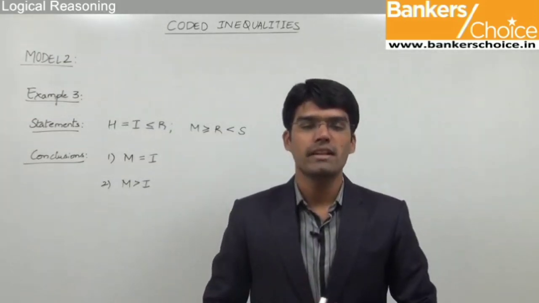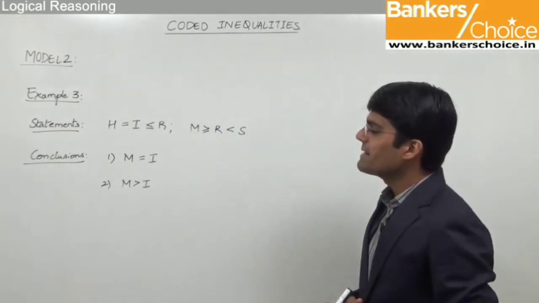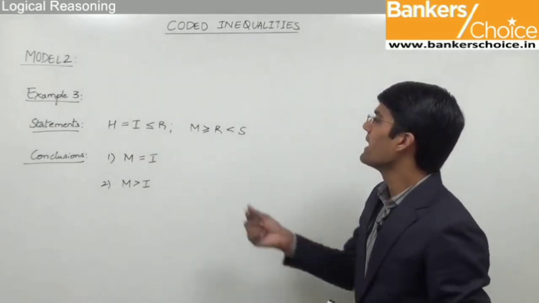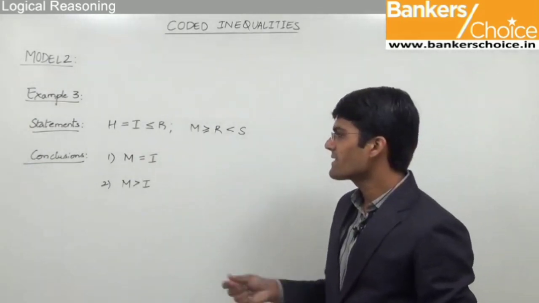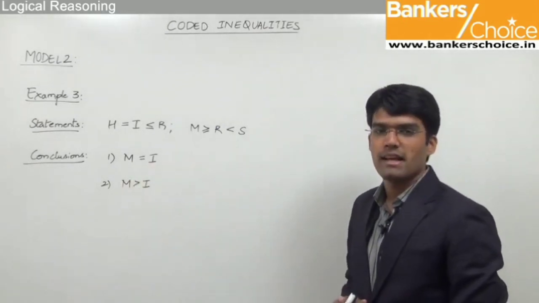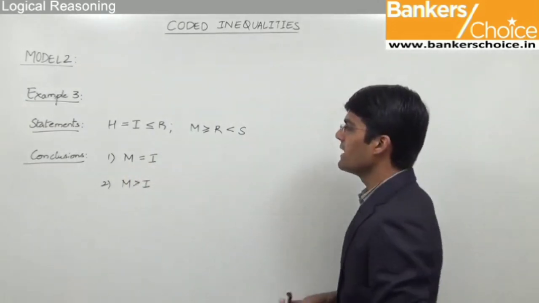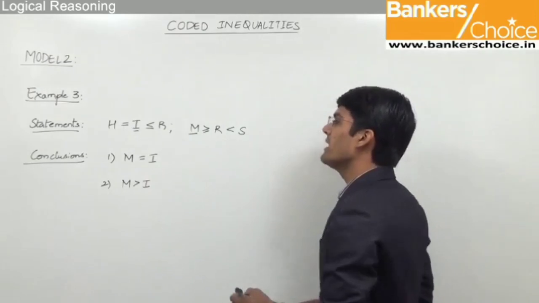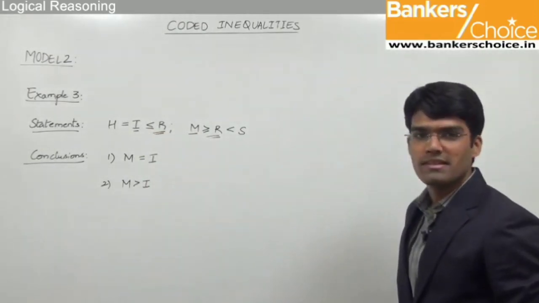Let us now take the third and the last example from model 2 of coded inequalities. The statements are H equal to I less than or equal to R, M greater than or equal to R, R less than S. The first conclusion is M equal to I, and the second conclusion is M greater than I. So let us try to find out the relationship between M and I. As you can see here, M is in statement 2, I is in statement 1, and the connecting variable should be R, as it is present in both the statements.